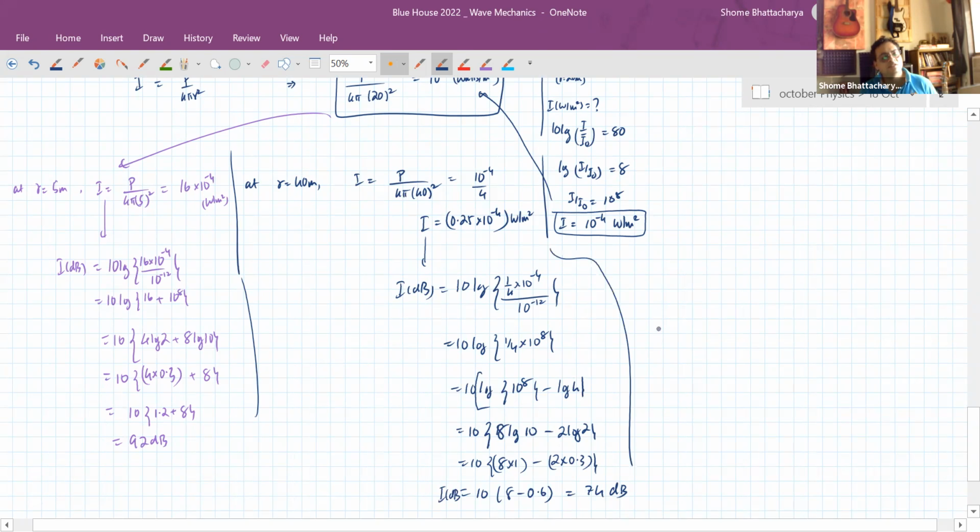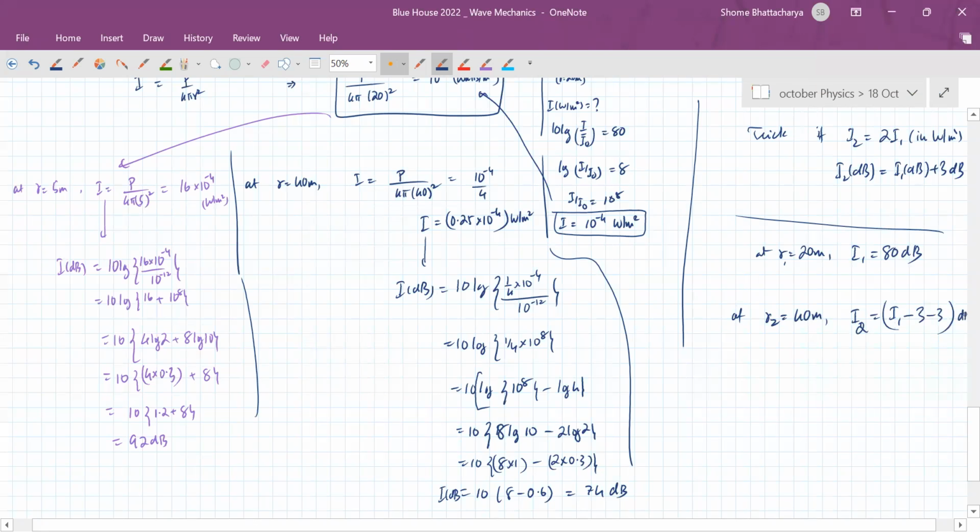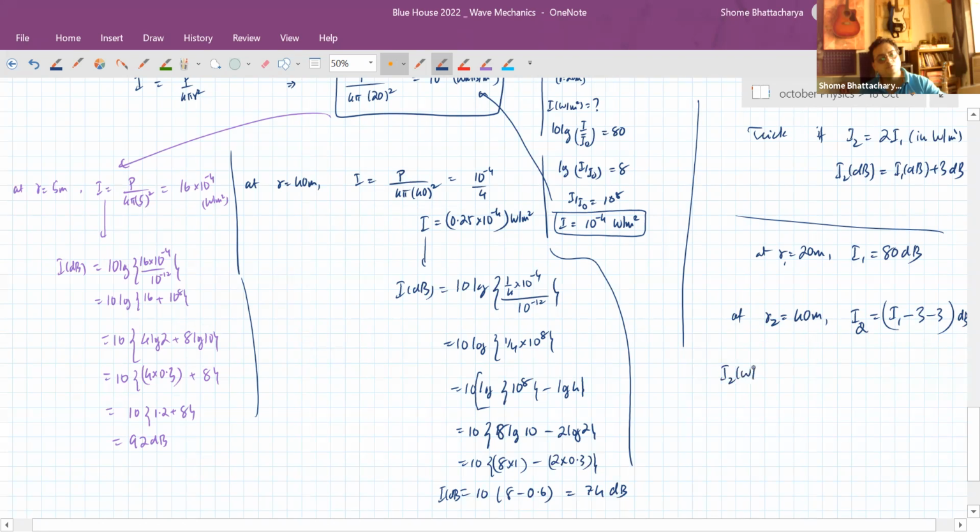But this whole calculation can be simplified by using a simple trick: if I2 is twice I1 in watts per meter square, then I2 in decibels is equal to I1 in decibels plus 3. And similarly for half. So you can see here that at R equal to 20 meters, the intensity is 80 decibels. So at R2 equal to 40 meters, the intensity I2 will become I1 minus 3 minus 3 in decibels, because I2 in watts per meter square is I1 in watts per meter square divided by 4.